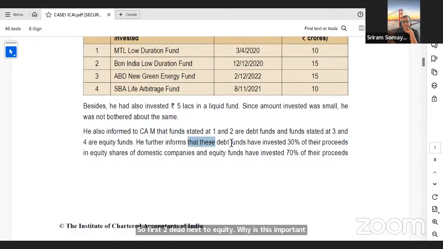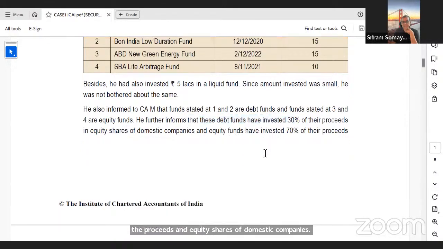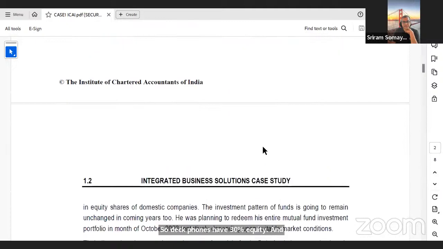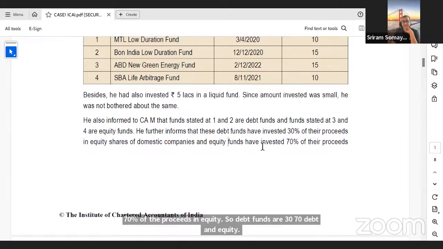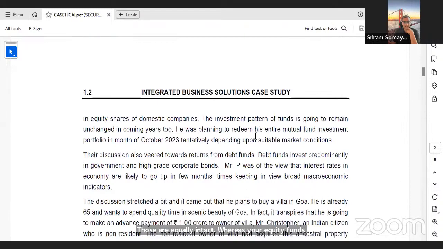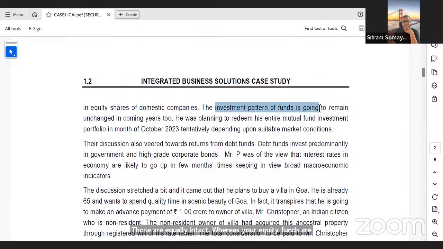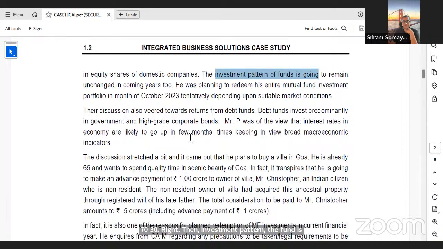He further informs that these debt funds have 30% of their proceeds in equity shares of domestic companies. So debt funds have 30% equity, and equity funds have 70% of their proceeds in equity. So debt funds are 30-70 equity and debt, whereas your equity funds are 70-30 equity and debt, right? Then investment pattern of the funds is going to remain the same in upcoming years. He was planning to redeem his entire portfolio in the month of October 23, tentatively depending upon suitable market conditions.